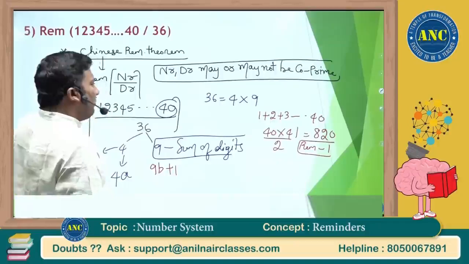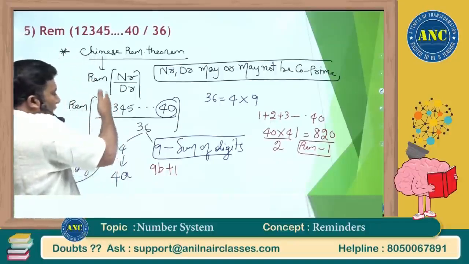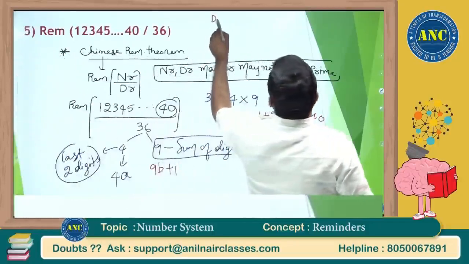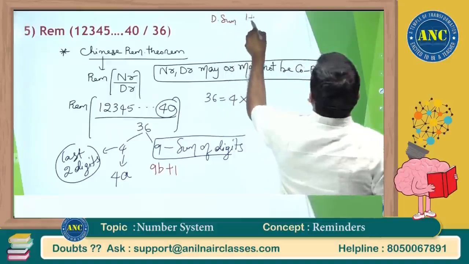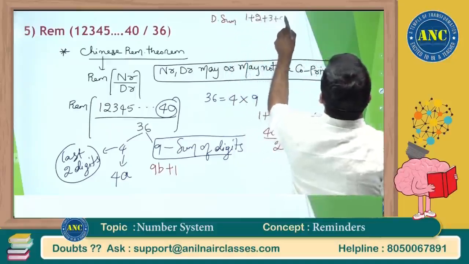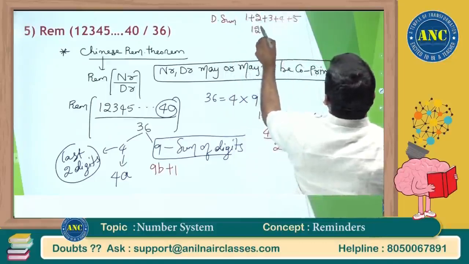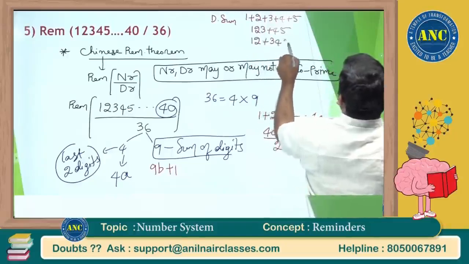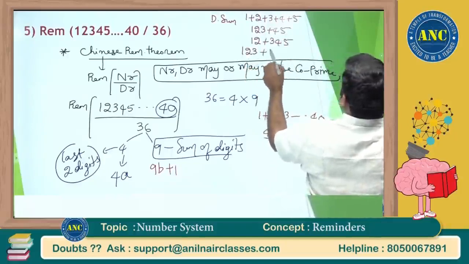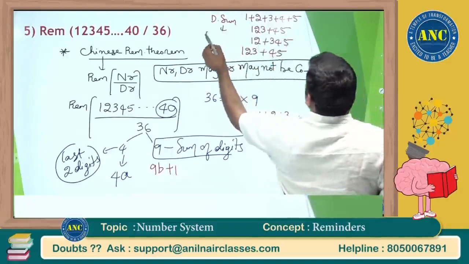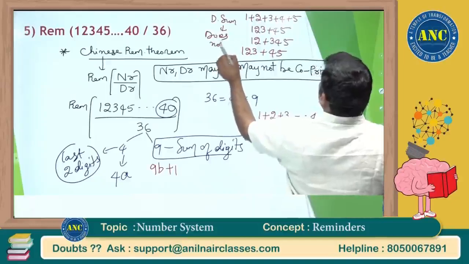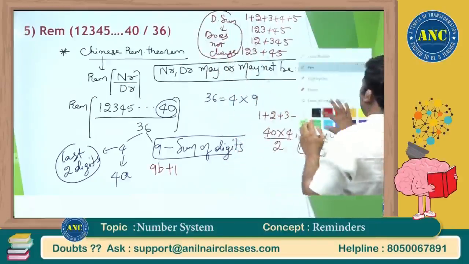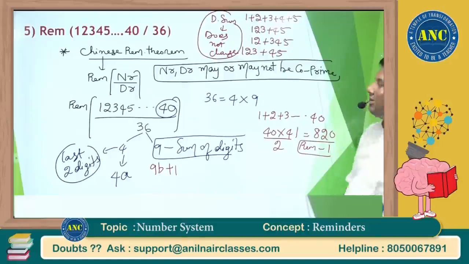Anil sir, here 1, 2, 3, 4, sometimes you are taking single digits, and 10, 20 you are taking two digits. See here, sir: the digital sum of 1 plus 2 plus 3 plus 4 plus 5, or 123 plus 45, or 12 plus 345. In whatever order you take, the digital sum does not change.